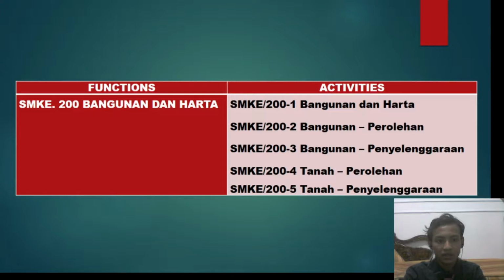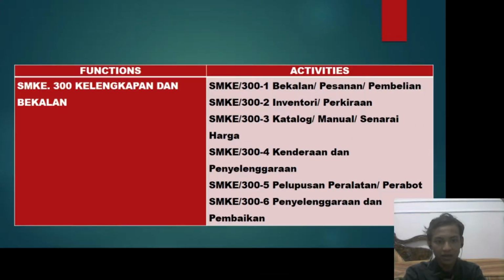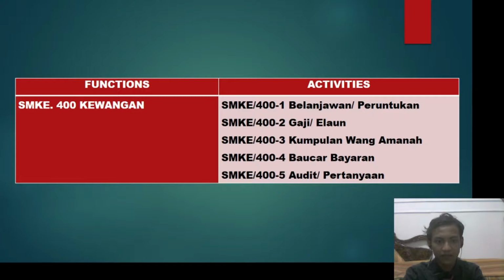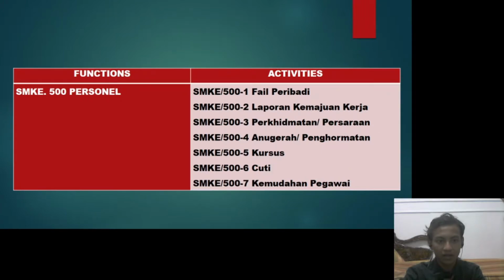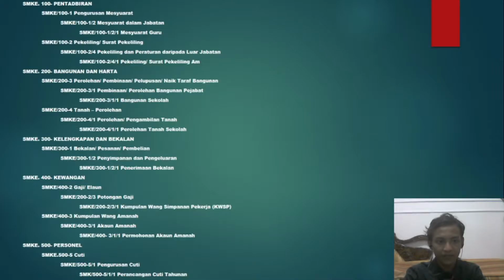This figure shows the functions of bangunan dan harta and its activities. This figure shows the functions of kelengkapan dan bekalan and its activities. This is the functions of kewangan and its activities. And lastly, this figure shows the function of personnel and its activities. This is some example of the file classification system applied by SMK Elopura Sandakan.